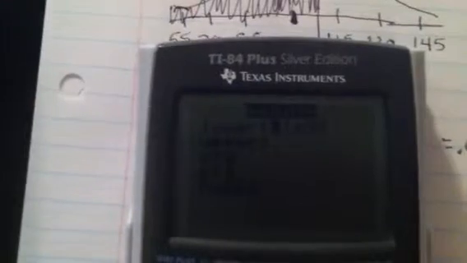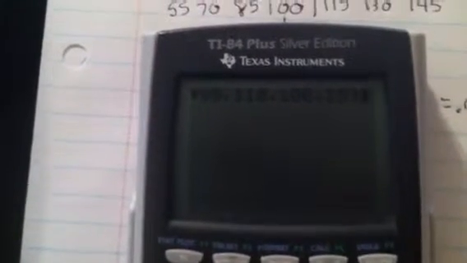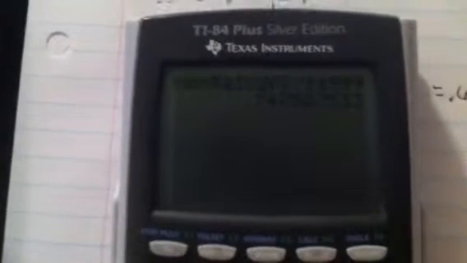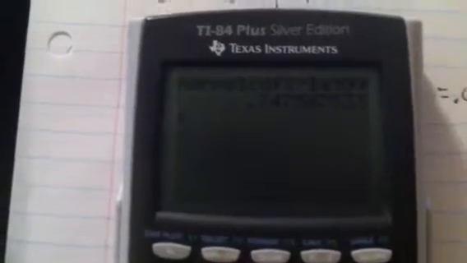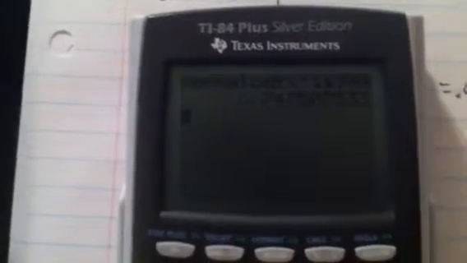And then it says upper bound. Well, my upper bound is my 110. My mean was 100, and my standard deviation was 15. And I hit enter one more time. So the proportion, the percentage, the fraction of, and if it's percentage, you might need to put a percentage on the end, about 0.75 or 75% of the scores for this normal distribution are below 110.